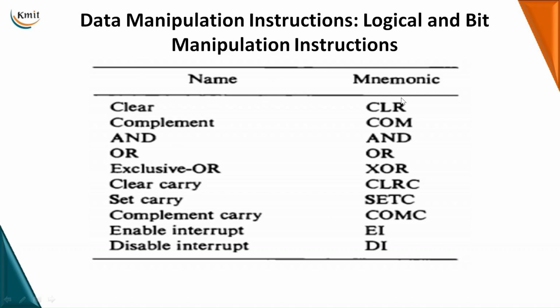So this table will give you a list of logical and bit manipulation instructions. Clear, represented by CLR, complement, AND, OR, XOR. These are the logical instructions. And then clear carry to clear your carry bit, and set carry, to set your carry bit. Complement carry, enable interrupt and disable interrupt. So all these are the set of logical and bit manipulation instructions.